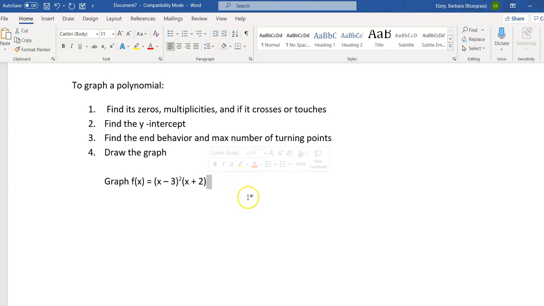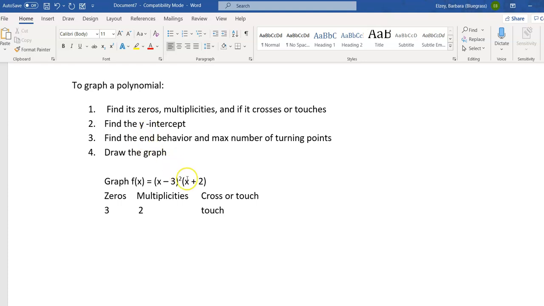So recall, in the last video, to find the zeros and their multiplicities and whether they crossed or touched, I made a little chart. So let's make a chart here. So first 0, opposite of our -3 is +3. Multiplicity, well, the multiplicity there is 2. Remember, if it's even, they touch.